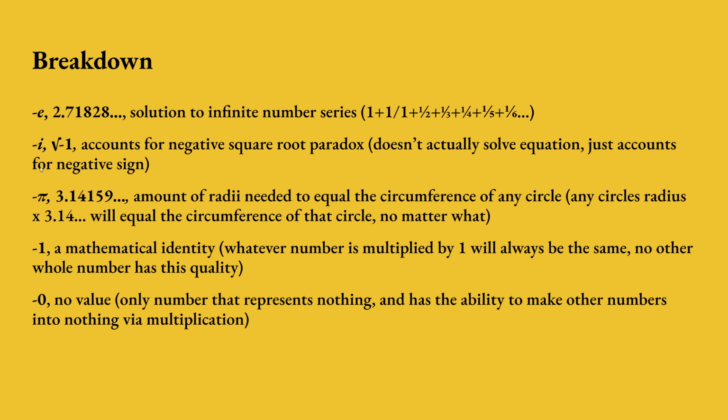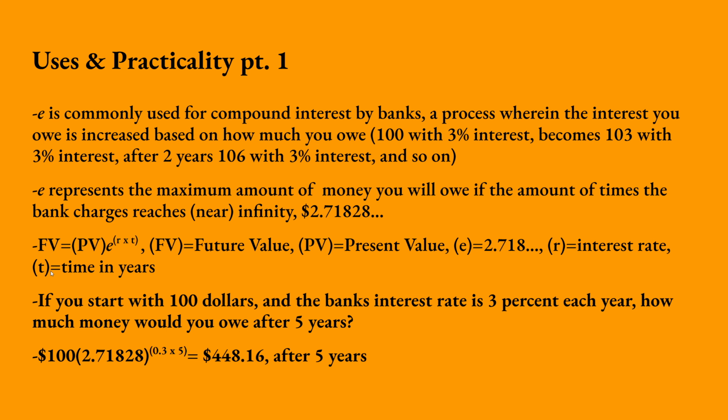Next is pi, 3.1459. It's the ratio between the radius of a circle and the circumference, meaning the circumference of a circle is 3.1459 times the radius, always, no matter what. 1 is a mathematical identity, meaning whenever you multiply by it, you will get the same number as you started with, and 0 is something with no value.